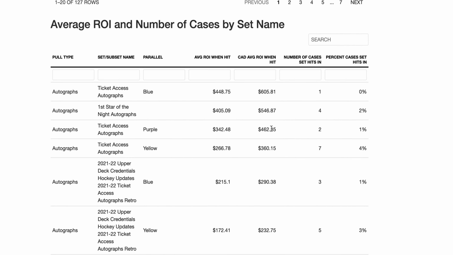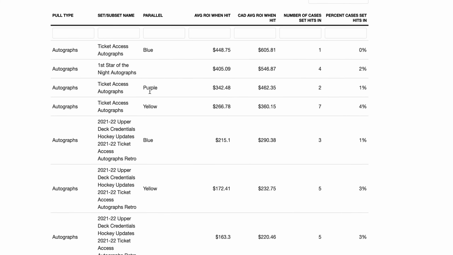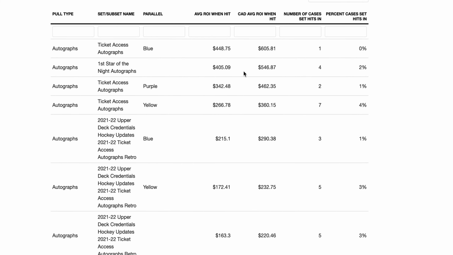So now let's talk about set types. I try to do this just to show you how rare certain set types are. This is for the 200 case break simulation. I'm showing you how many times this set type, the subset, hit in 200 cases and what type of ROI. So this is what I would probably list that card for, not knowing anything. But when you find out that in 200 cases it only hit one time, it's a pretty rare card. It's hard to find. You're going to have to hit hundreds and hundreds of cases in order to get this multiple times. So now maybe the 605 price is actually kind of low. That's how you should think about this table.